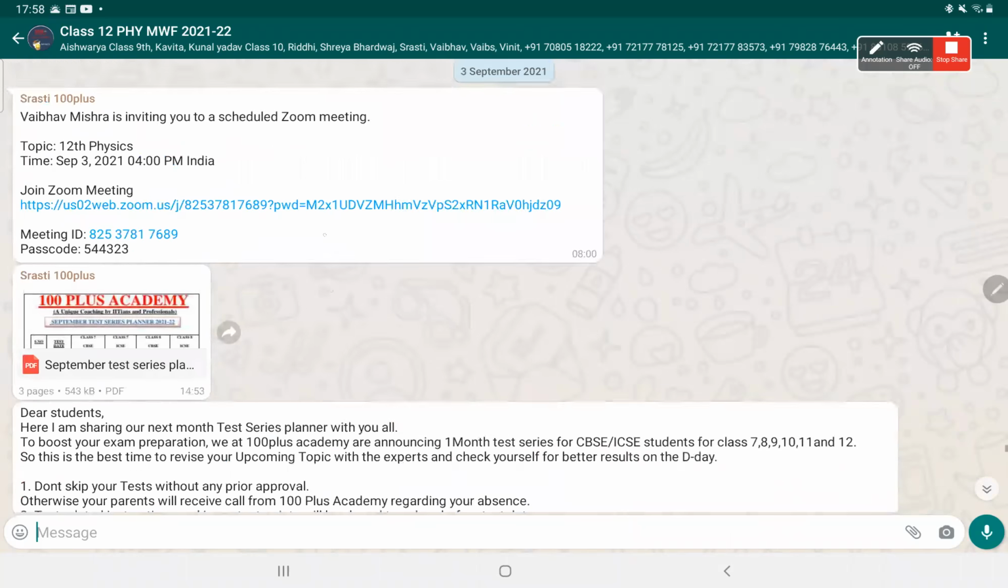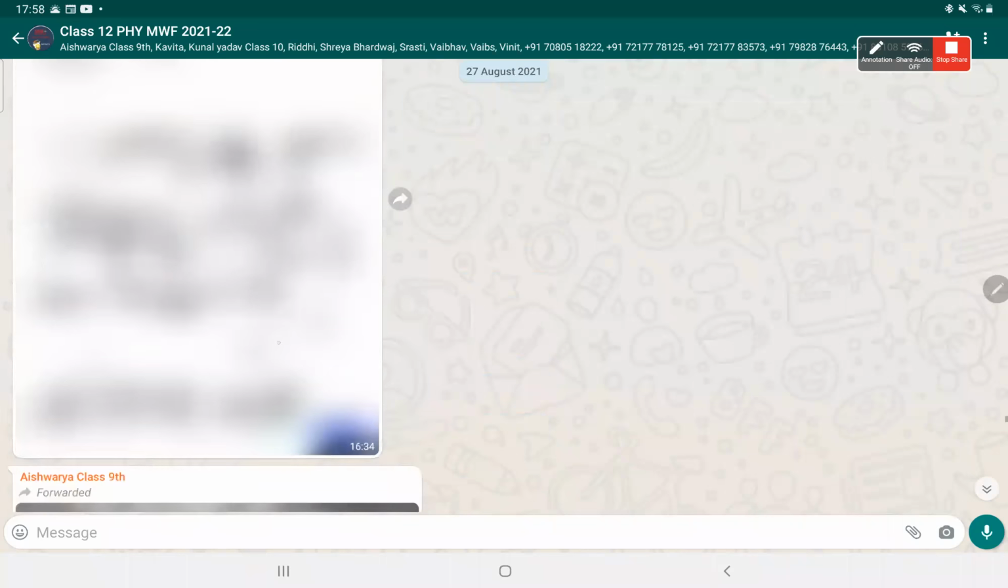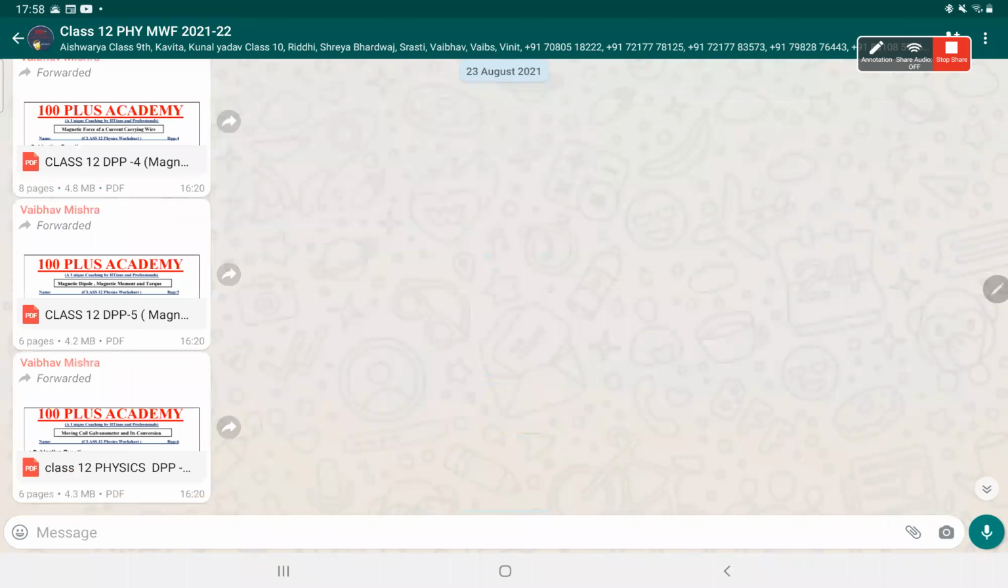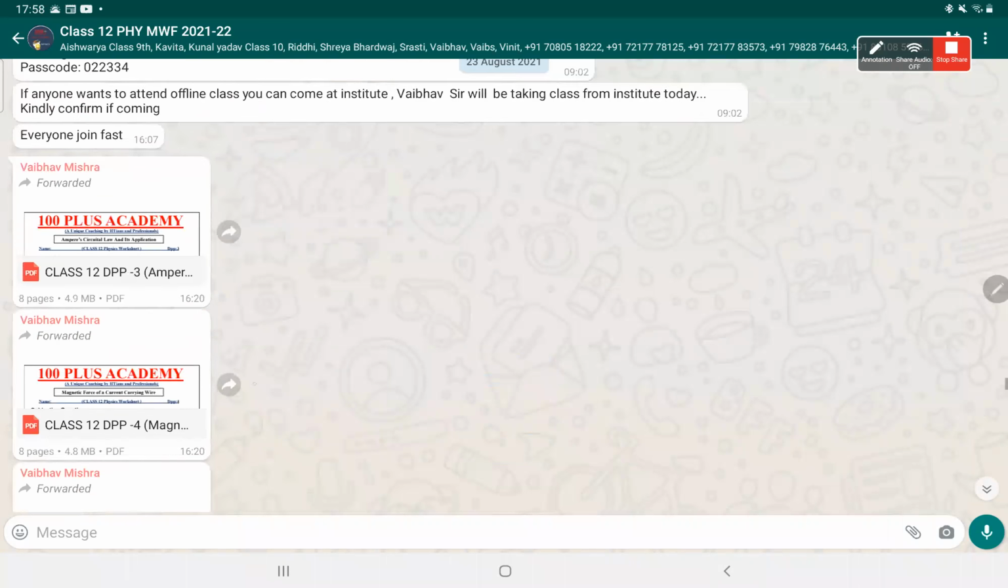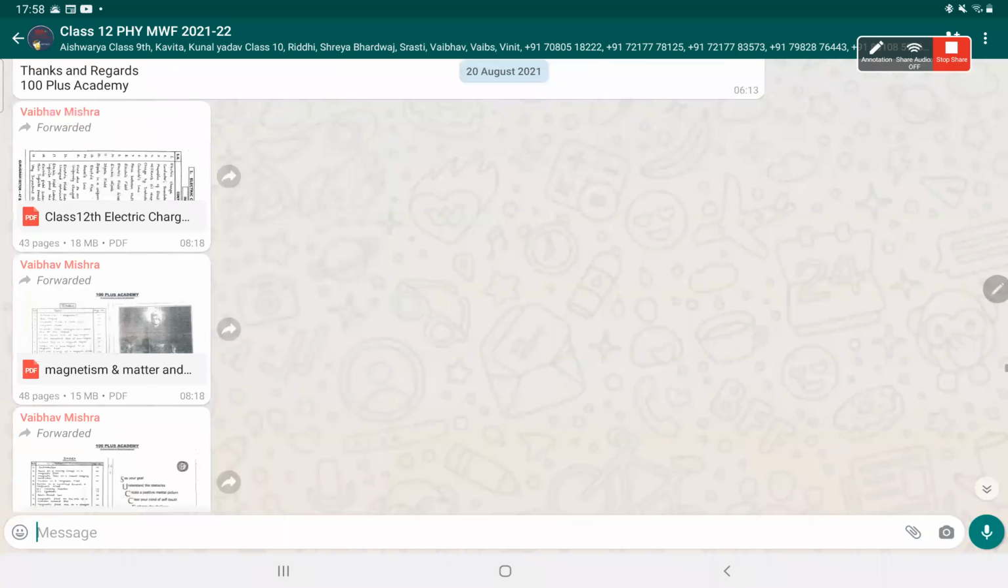Sample paper is out, and the date sheet is also almost going to be out very soon. The ISC exams are starting from 15th of November.